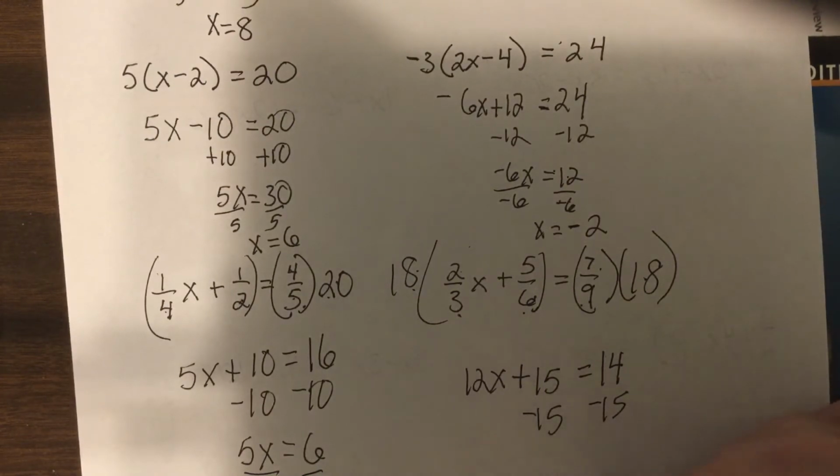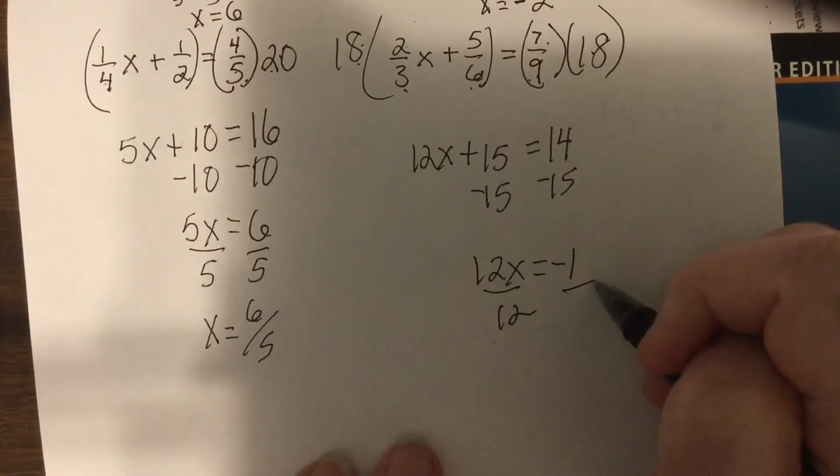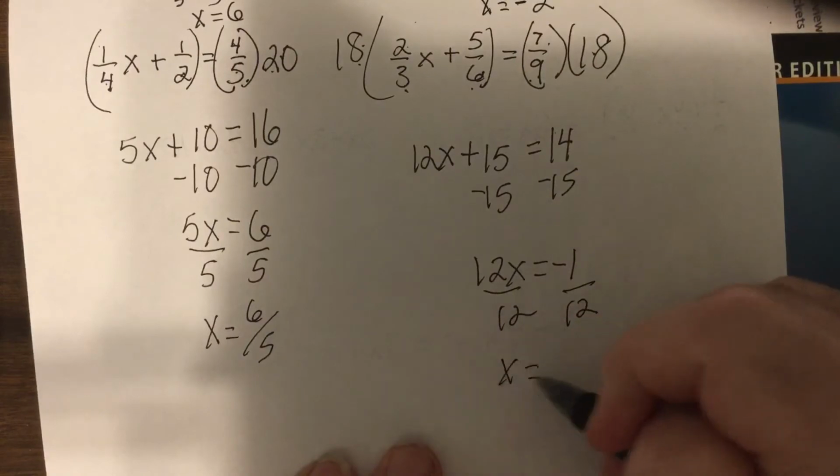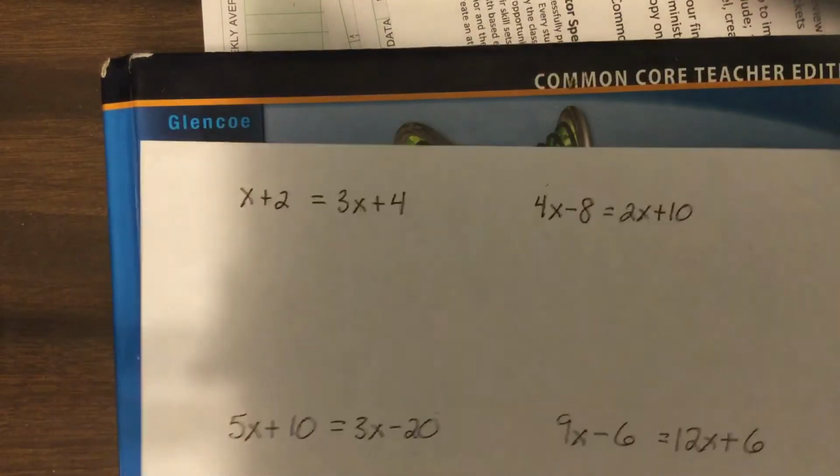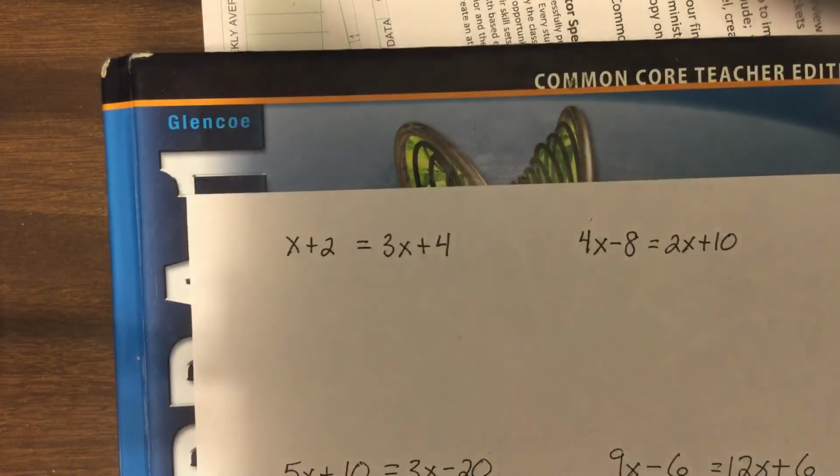So 12x equals negative 1. Divide by 12. Oops, I'm off the page. So x equals negative 1/12. Woohoo! Now, let's start talking about variables on both sides.